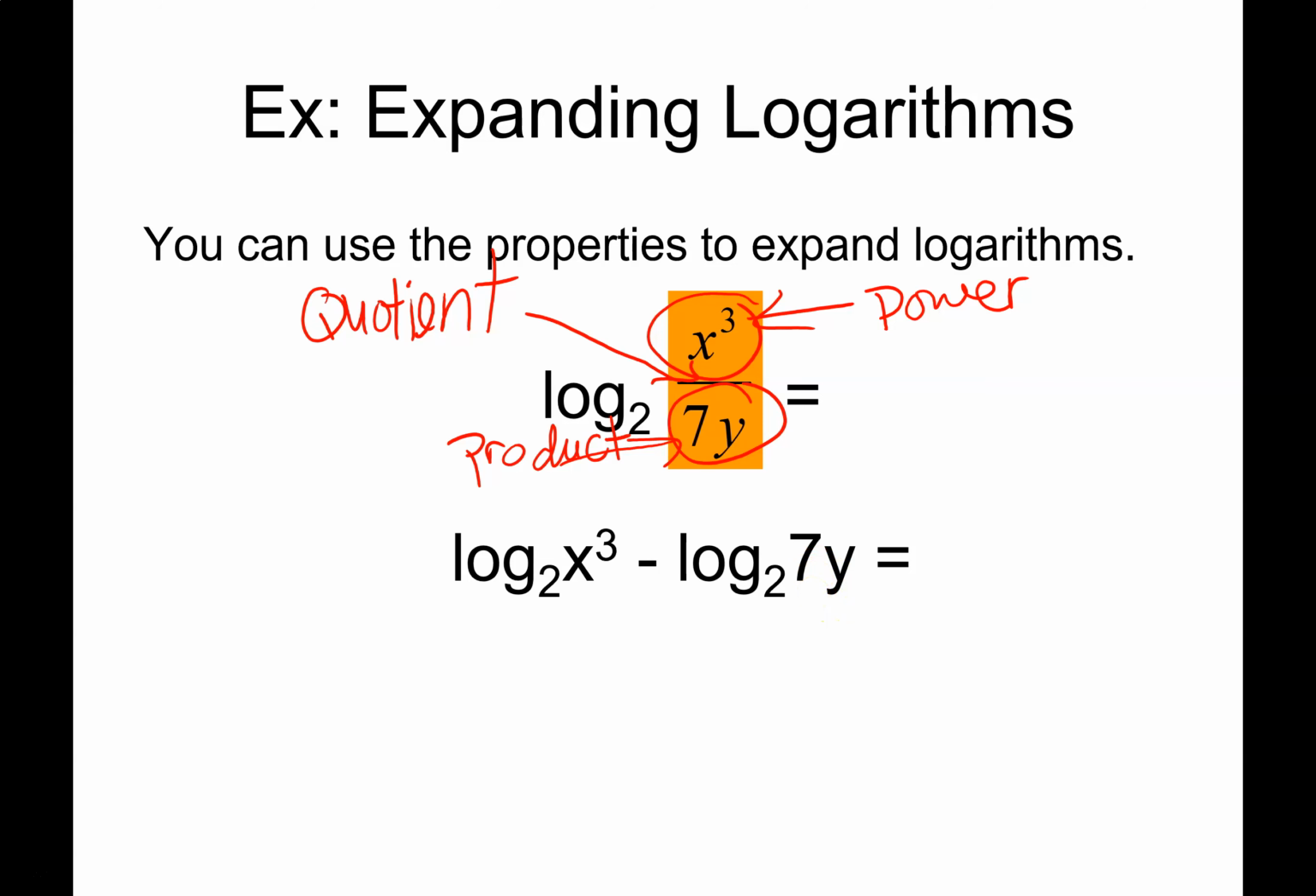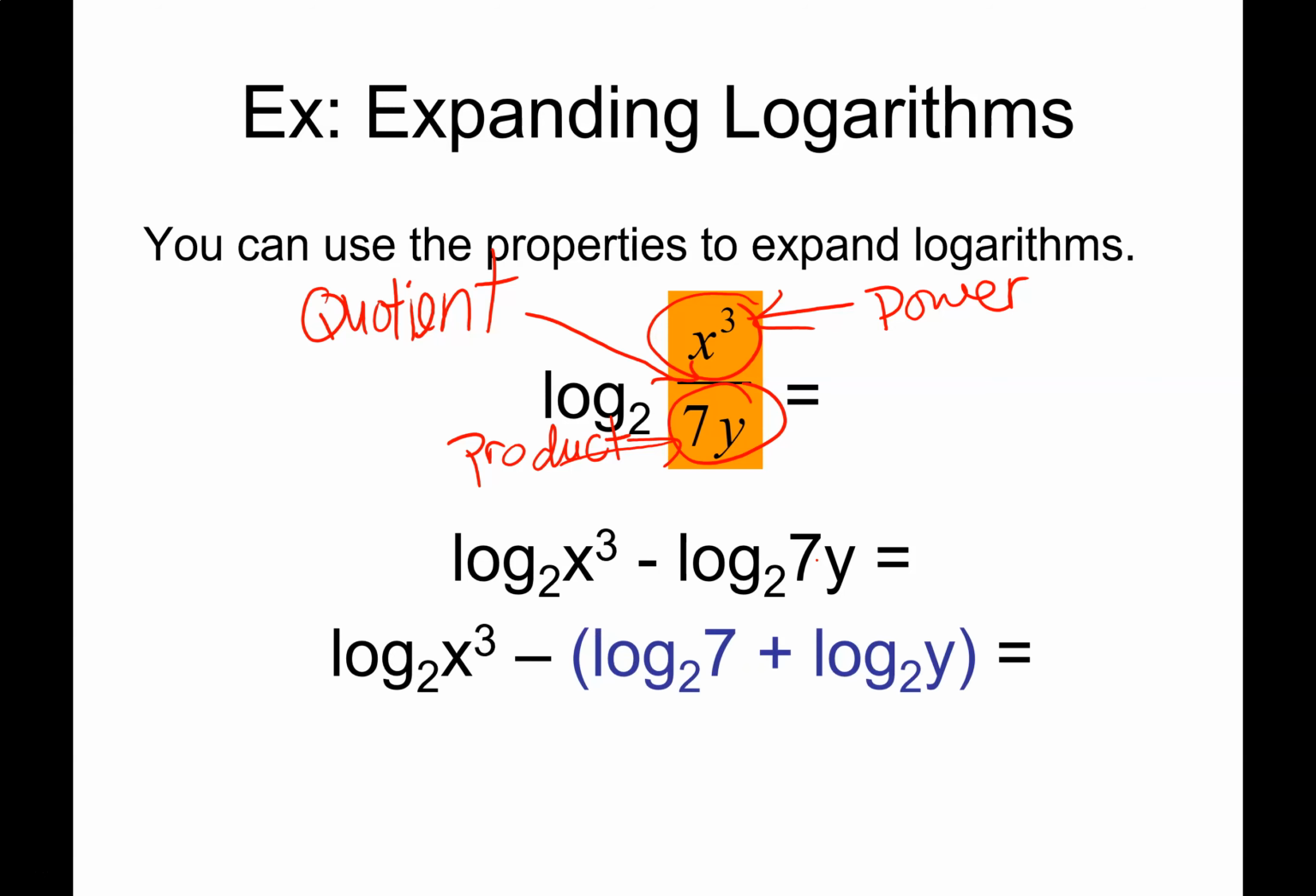Like I said before, I noticed that here there is multiplication, which is product. So if I refer back to the previous slide, I should have an addition sign. So this is what it would look like. So now we have log base 2 of x cubed minus the quantity of log base 2 of 7 plus log base 2 of y.